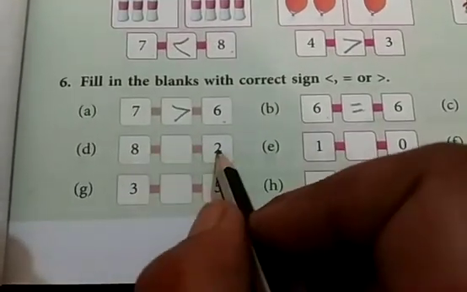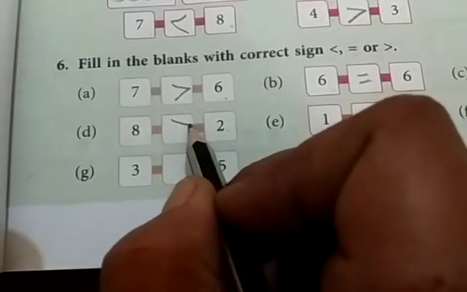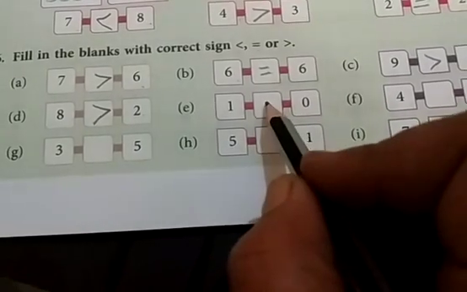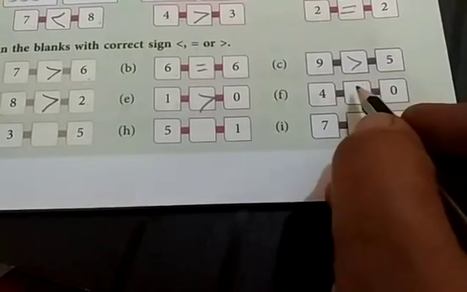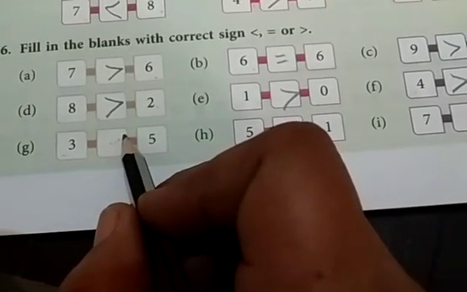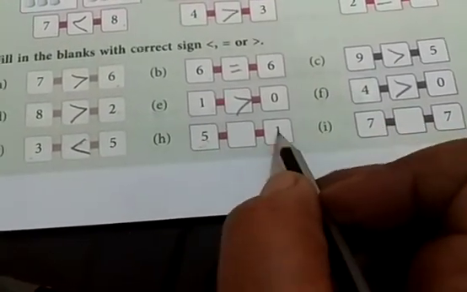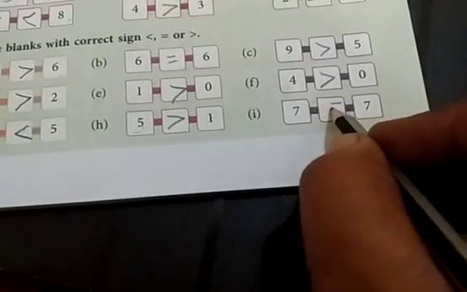Here see 8, 2. 8 comes after 2. So 8 is greater than 2. 1 and 0. 1 is greater than 0. 4 and 0. 4 is greater than 0. 3 and 5. 3 is smaller than 5. 5 and 1. 5 is greater than 1. 7 and 7. So we have to put equal to.